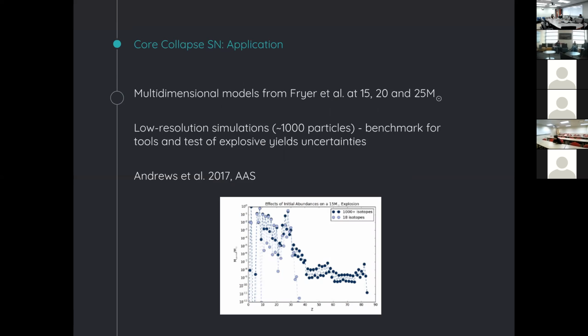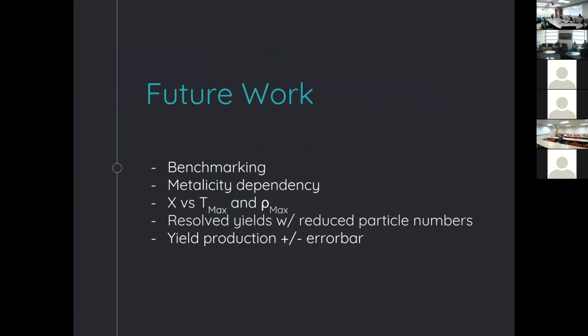But the idea there is as a benchmark for tools and tests of explosive yields and uncertainties, and that resolution can, I'm sure, be increased should we want to move forward with producing yields for core collapse as well. So this is a plot from Andrews et al. in 2017, and you can see shown the effect of increasing the nuclear reaction network. You can see that the abundances of a large number of low mass elements is significantly influenced there. Future work, I said very briefly, I've only got a minute.